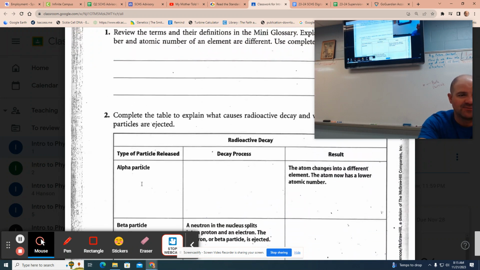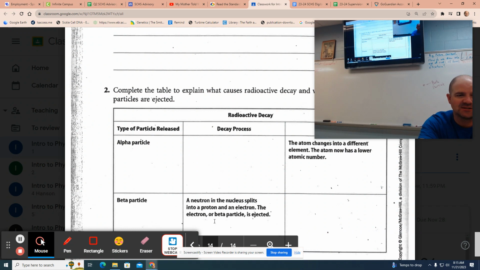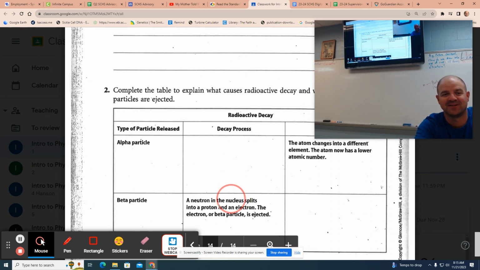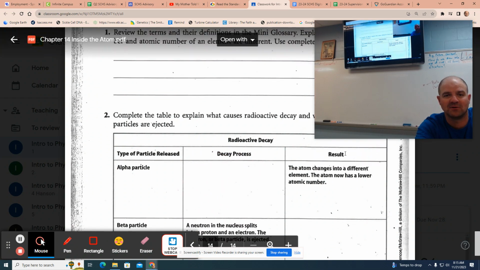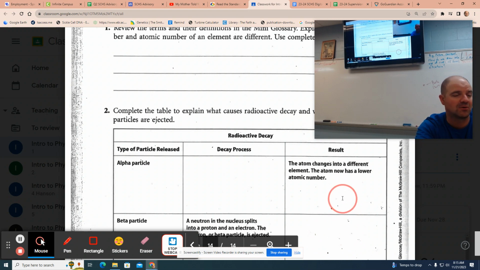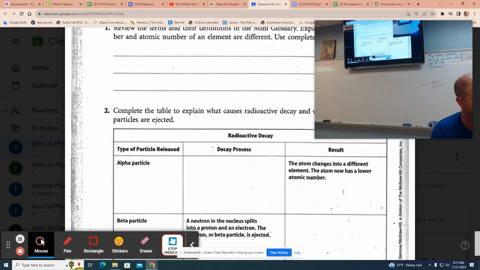So here we have the two types of particles. The decay process for beta particle is actually given to you there. So beta decay, you're asking what to define it. It's actually right there for you, isn't it? This is the definition of beta decay. You will provide the description of alpha decay here. And here we have the result given to you for alpha, the alpha particle, and you need to put it for the beta particle.